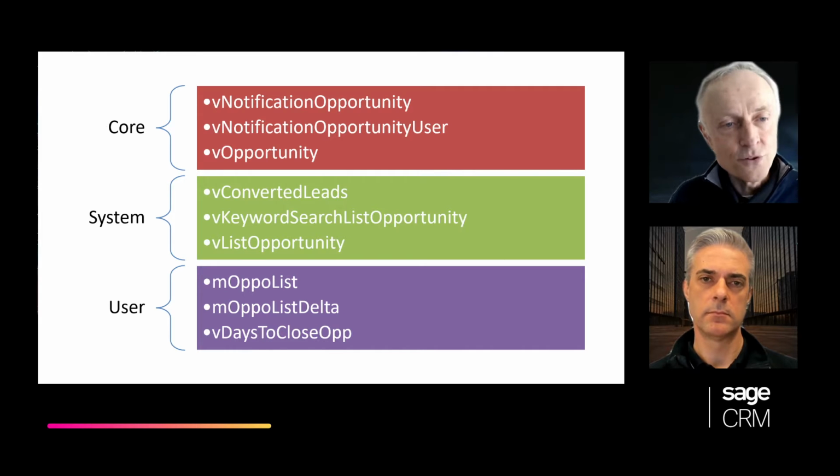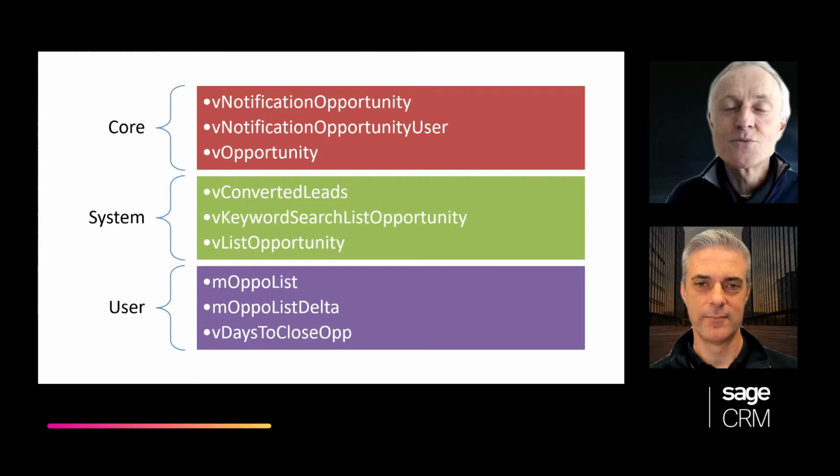Now, core views cannot be changed. There's no option to change them in the interface, and you shouldn't be touching them underneath the hood either. They are fundamental to the running of the system, and any changes could make your system inoperable. So don't touch them. System views are views used for the main features of Sage CRM. We strongly advise not to alter those either.